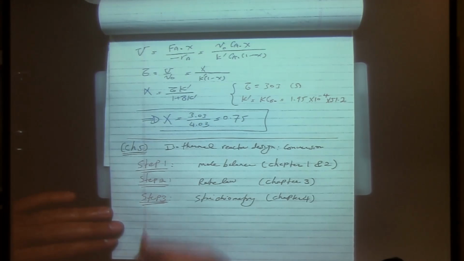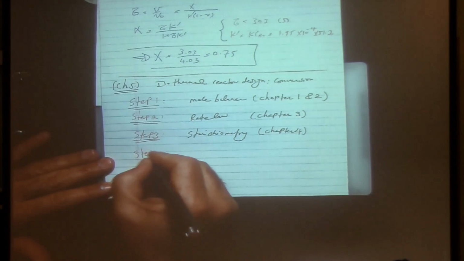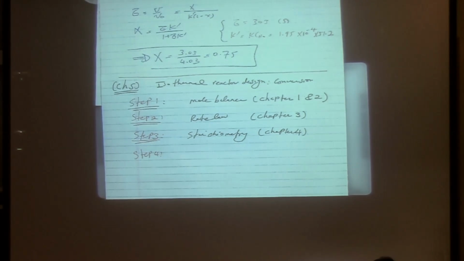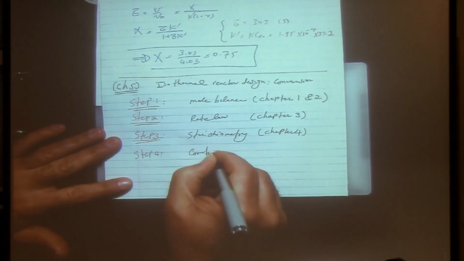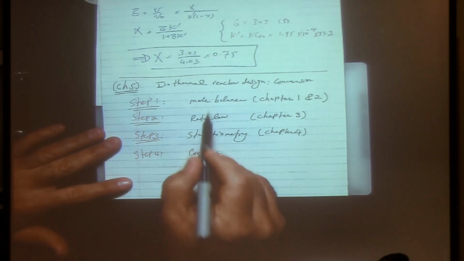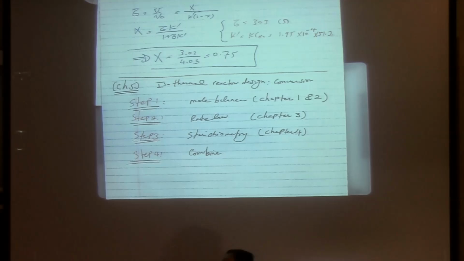And step 4, you combine them. You combine all these equations. Again, there is a catch here. So the combining is when you want to solve the problem analytically. You want to solve it by hand or calculator. So you just do these steps and combine everything in one equation.